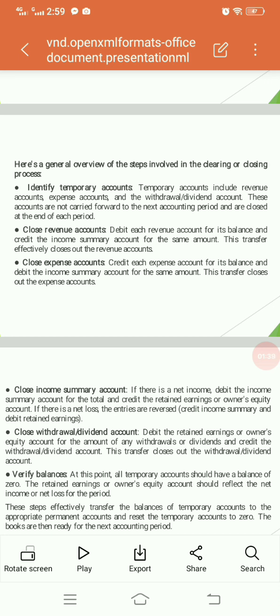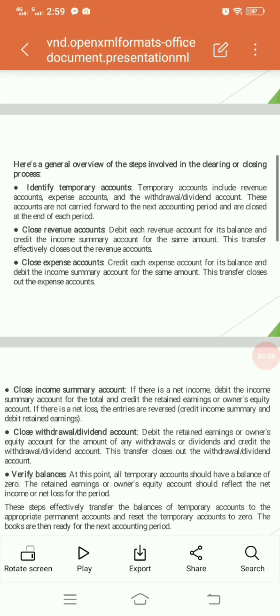We see from the adjusted trial balance that our revenue accounts have a credit balance. To make them zero, we want to decrease the balance or do the opposite. We will debit the revenue accounts and credit the income summary account. The next one is close expense accounts. It means credit each expense account for its balance and debit the income summary account for the same amount. This transfer closes out the expense accounts.